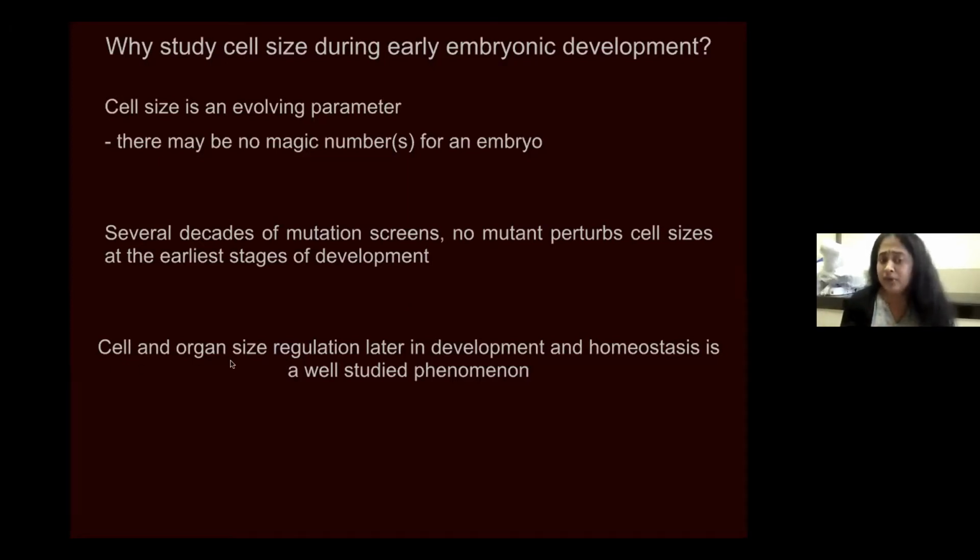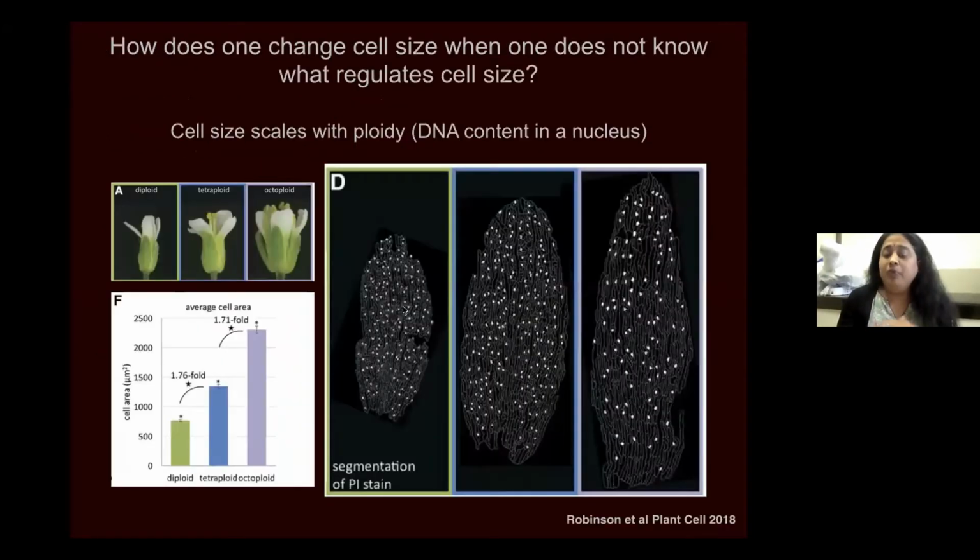But how cell and organ size are set and maintained later in development and adult life is a very well-studied phenomenon. Typically, to understand how a process works, one introduces mutations. That's a very nice way to understand how things work: break it. Geneticists are very good at breaking things by introducing mutations in genes, either blindly or in a directed manner, forward or reverse genetics. But if you don't know what cohort of genes controls a particular parameter, how do you change it?